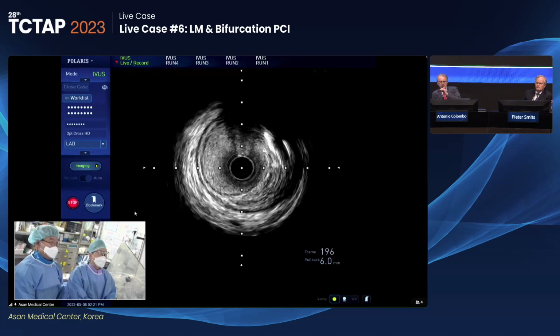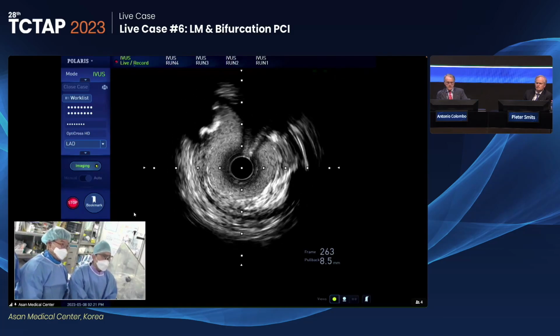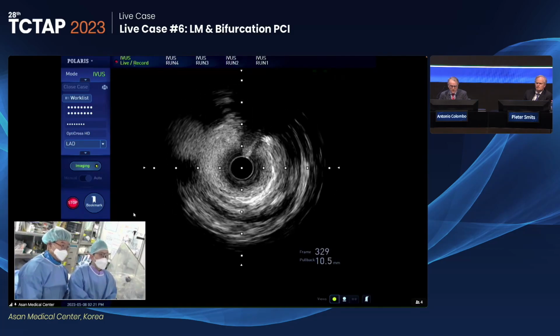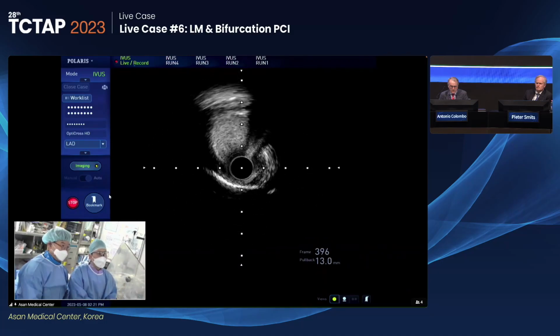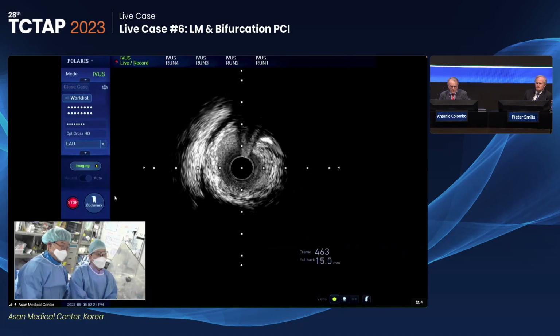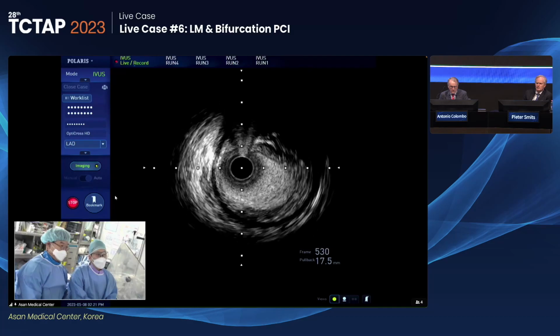So this is the proximal LAD? Yes, proximal LAD. And this is the circumflex ostium. Okay. And here's the proximal, distal left main. Yeah, proximal LAD looks good.